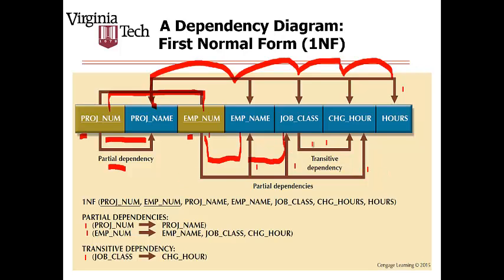And finally here we also have a third normal form violation, a transitive dependency, where the only thing you need to know the charge per hour is to know the job class. So if you know the job class of the employee, you also know the charge per hour for that job class. So even though this relation is in first normal form, it is not in second normal form.